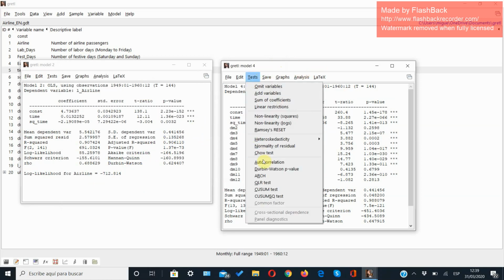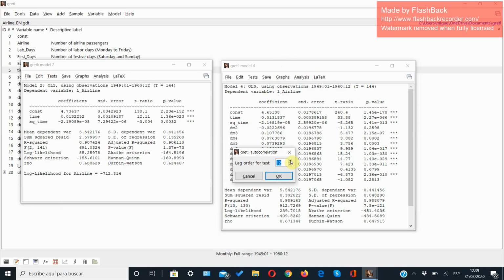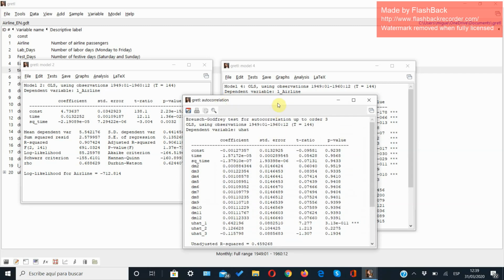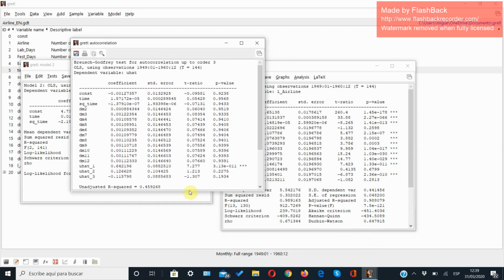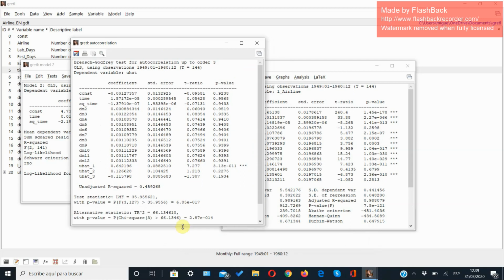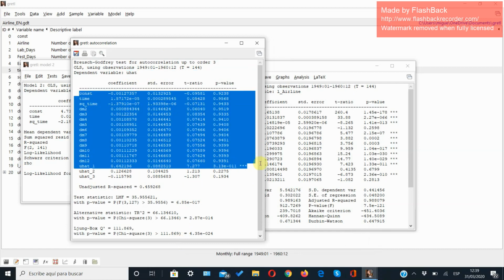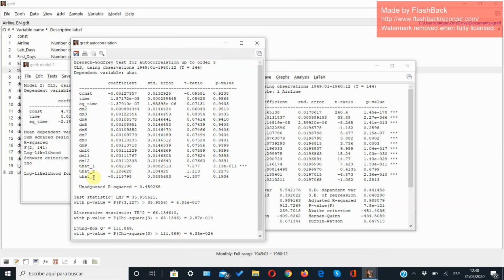If we test for autocorrelation in the residuals, for example, let's allow not 12, but 3 lags, we will obtain the Breusch-Godfrey test for autocorrelation that we studied in theory. The auxiliary regression has an endogenous variable u hat. The explanatory variables are those in the model. And I also have 3 lags of the residuals. The unadjusted R squared is very large.